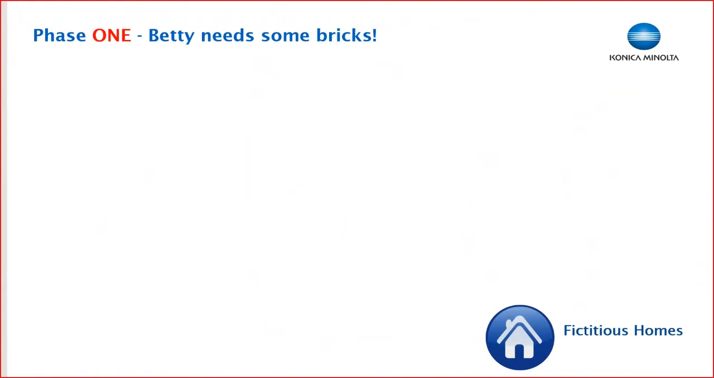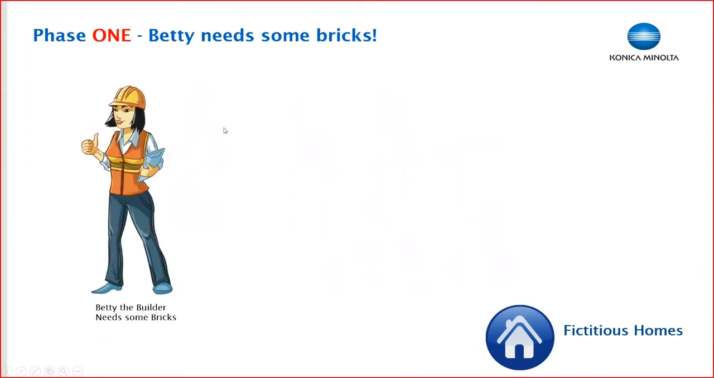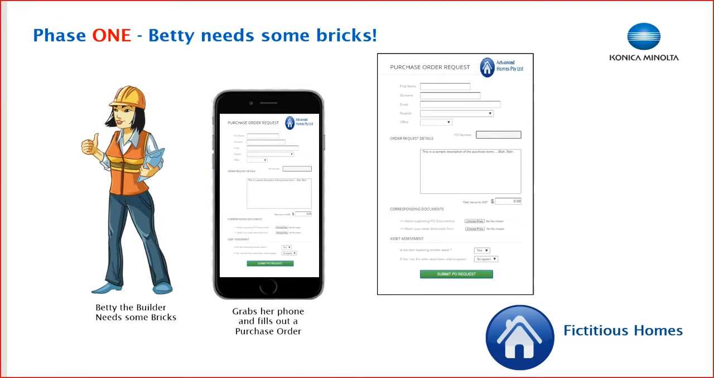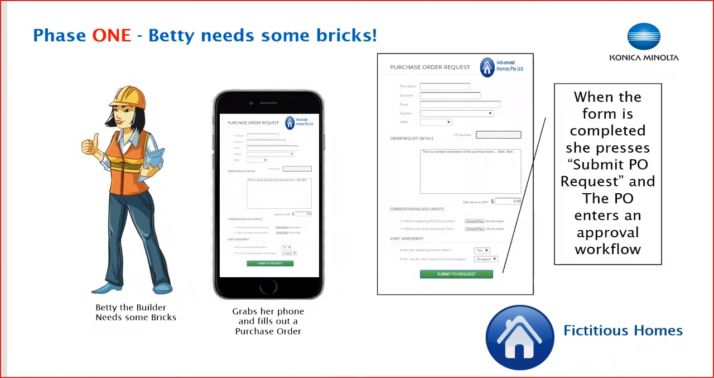Okay, so the first step on this is that the procurer or the requisitioner wants to buy some bricks, and we're using a fictitious home organisation for this. So Betty needs some bricks and she's on site, so she has access to a mobile device. She opens up a form on that mobile device, fills out the form, and when she's finished, she simply presses submit. Now, I won't harp on that too much. I'll come back to it in a moment.